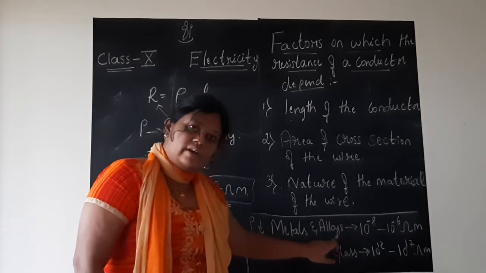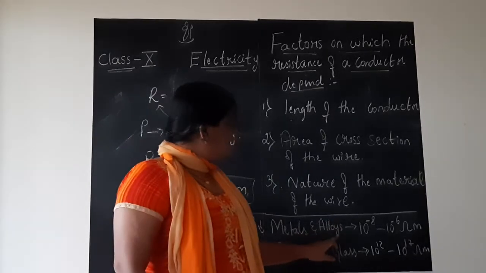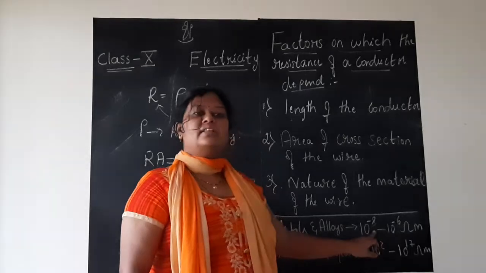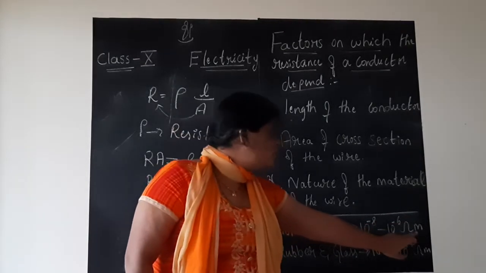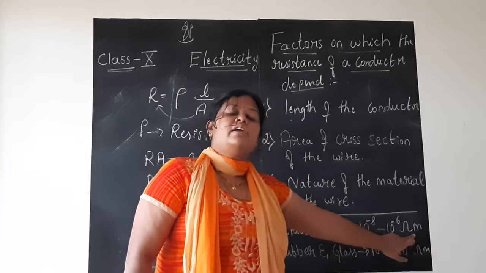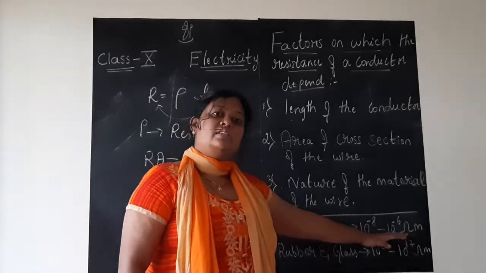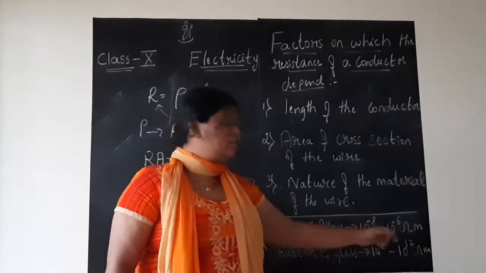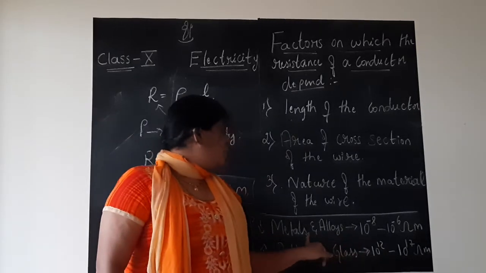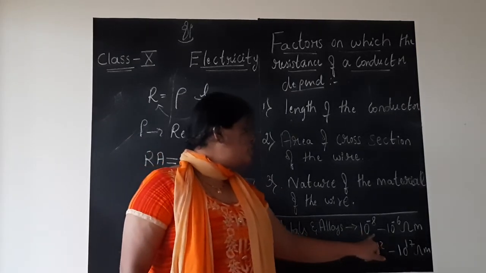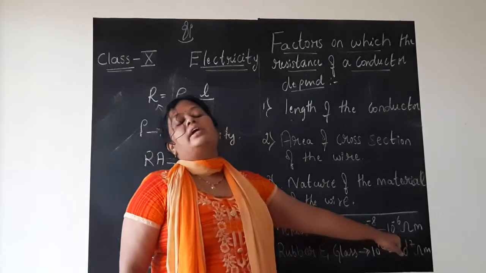Metals and alloys. We know metals are good conductors, no? Metals and alloys have the resistivity in the range 10 to the power minus 8 to 10 to the power minus 6 ohm meter. Why have I written the unit ohm meter? Because I am writing the value of the resistivity of the metals and alloys. Just now we came to know the unit of resistivity is ohm meter.